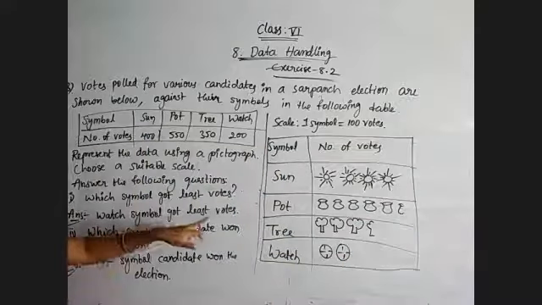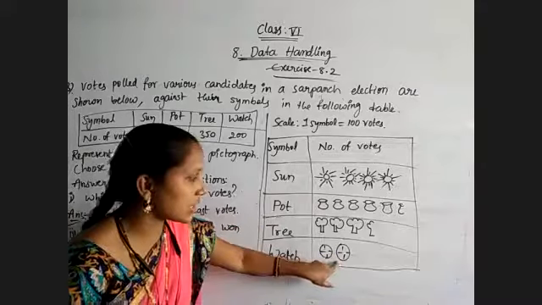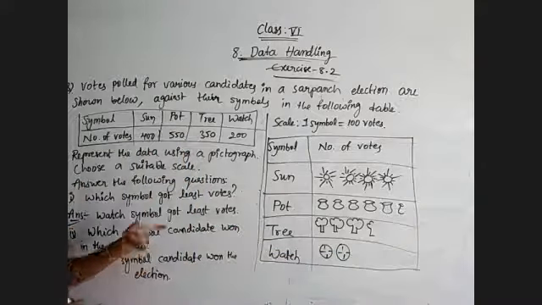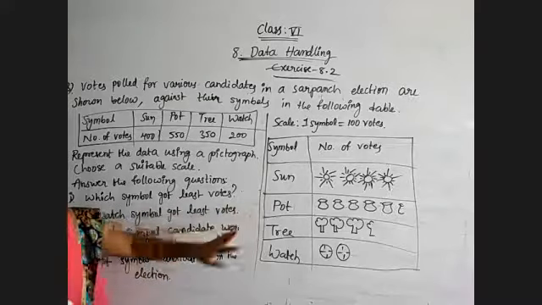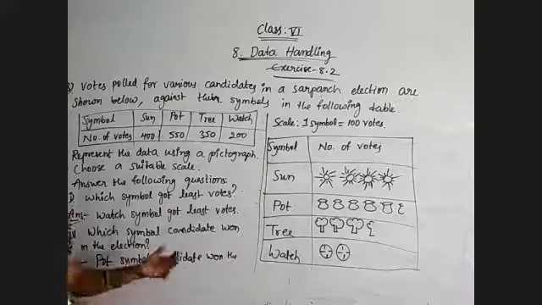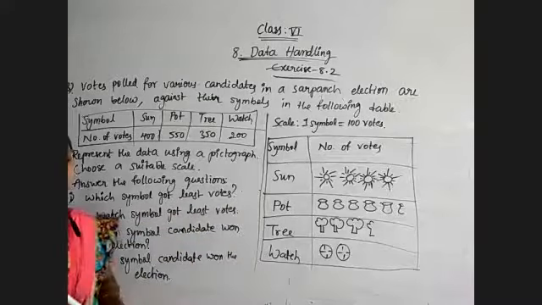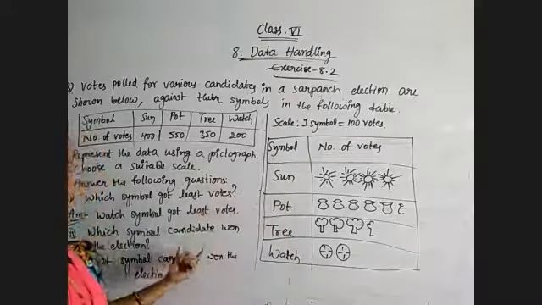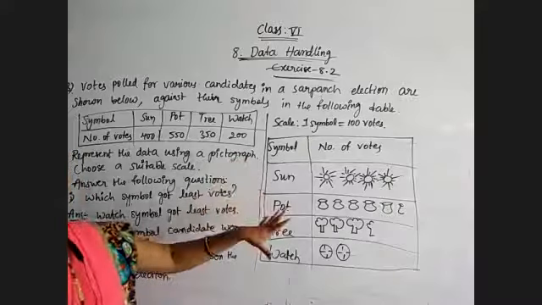Which symbol got least votes? Just observe the symbols here. Fewer symbols are needed for watch only. So the watch symbol got least votes, and the pot symbol got maximum votes. That's why that person won the election. Okay. Still 3 more questions are there. In those questions they only give the pictograph and ask some questions, and we have to answer them by observing the pictograph.